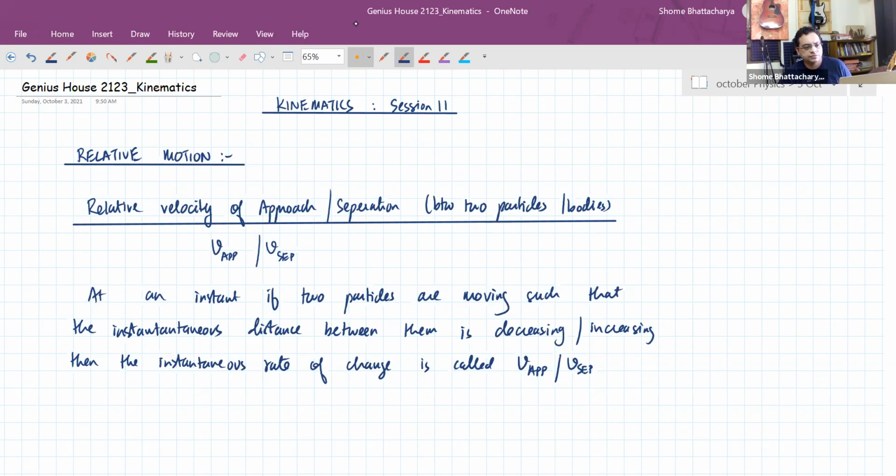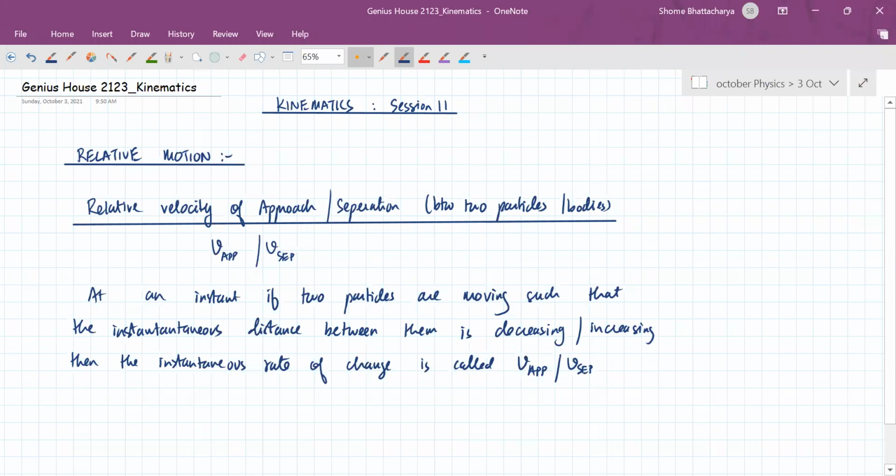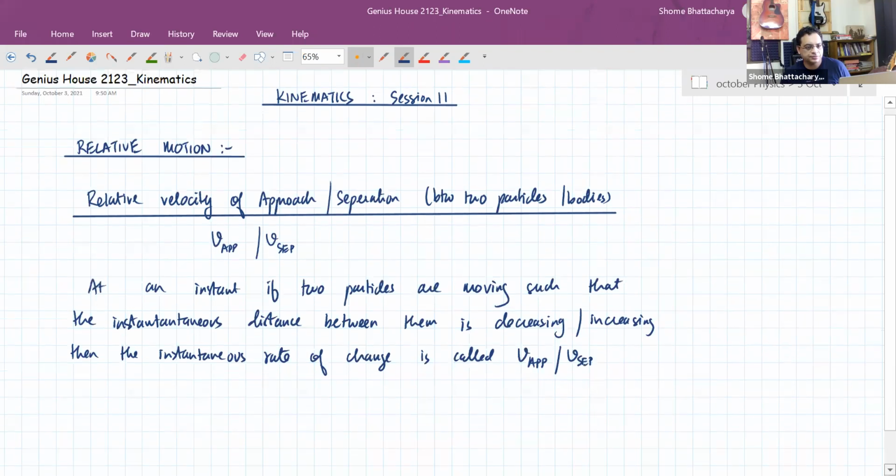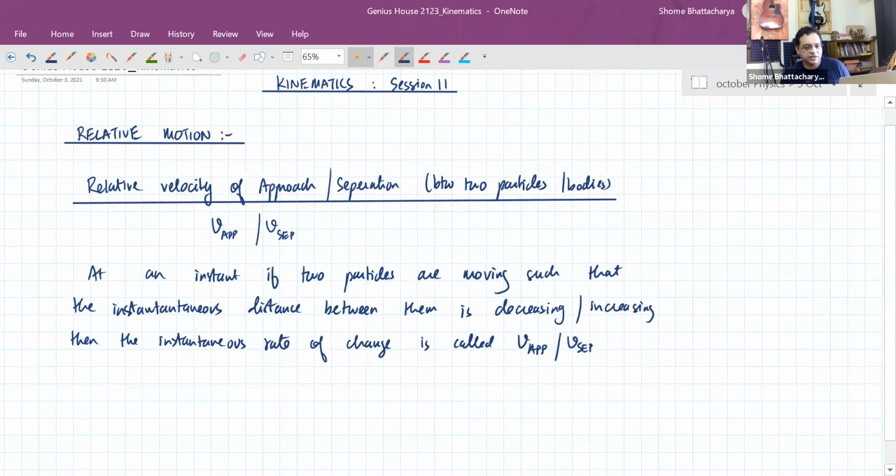So that's the only case where V approach and V separation will be the same, right? Yes, that's, I won't say only case. So that's where this becomes interesting. There is another case also. So we'll discuss it case by case, and you'll understand.